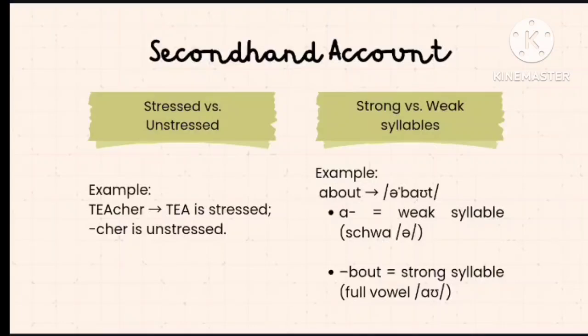Okay, let's apply this to the common word about. The first syllable, a, is weak. It uses a reduced schwa sound, that upside-down e. The second syllable, bout, is strong. It has a full vowel with this symbol. In terms of stress, the strong syllable bout is also the stressed one. It's louder and longer. Another quick one is teacher. Teach is stressed and strong, while er is unstressed and weak, often reduced to a very quick schwa sound.